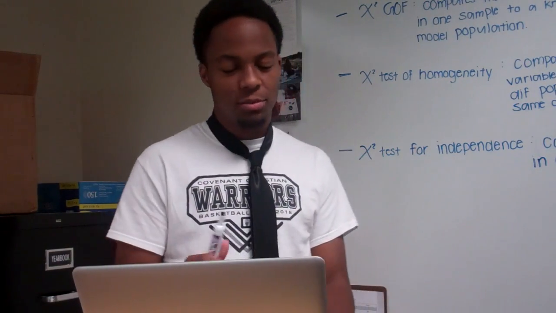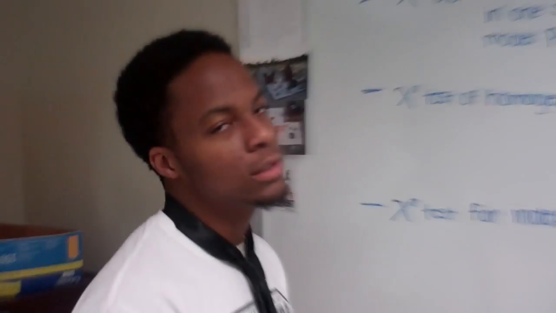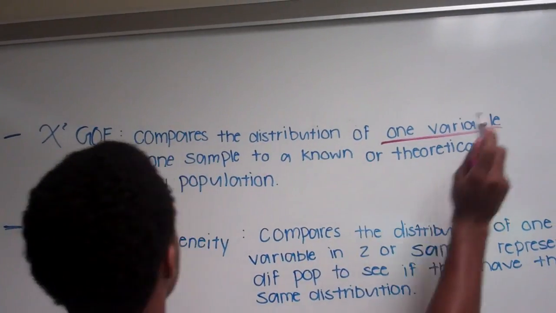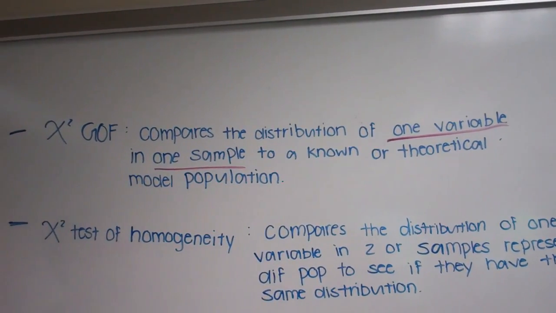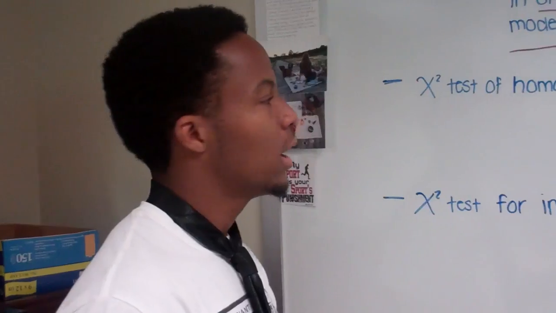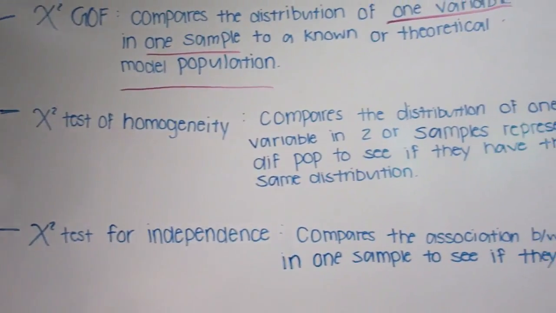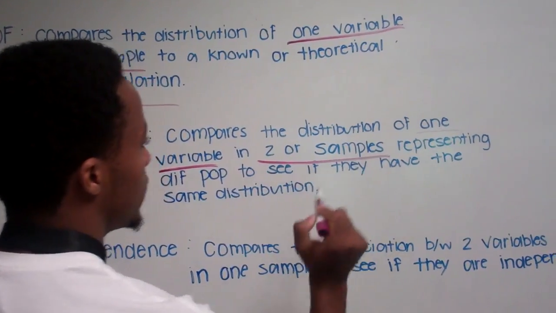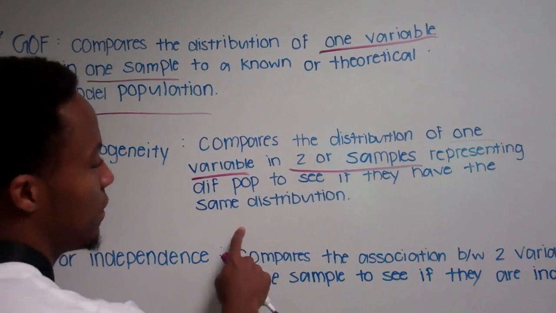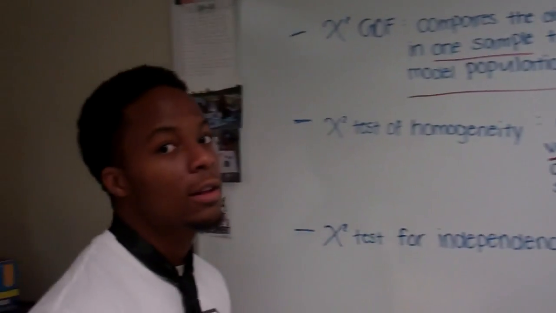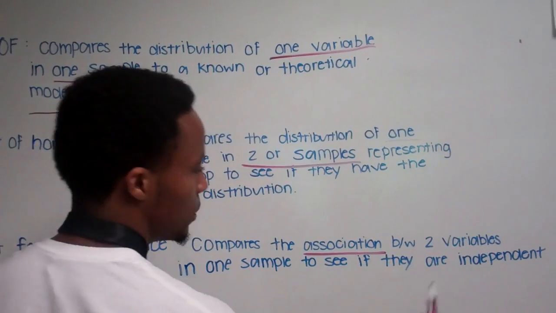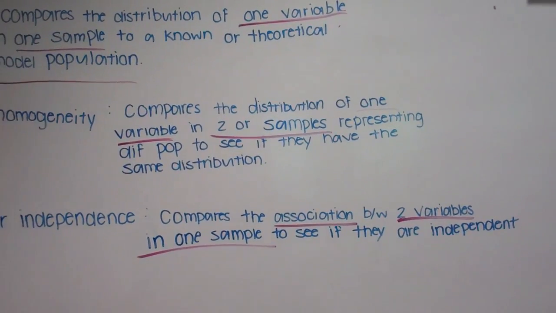Let's start by identifying all the chi-squared tests and when they each should be used. So let's practice, class. Our first test is a chi-squared test goodness of fit, which compares the distribution of one variable in one sample to a known or theoretical model population. Our second test is a chi-squared test of homogeneity, which compares the distribution of one variable in 2 or more samples representing different populations to see if they have the same distribution. Our third and thankfully our final test is a chi-squared test for independence, which compares the association between 2 variables in one sample to see if they're independent.